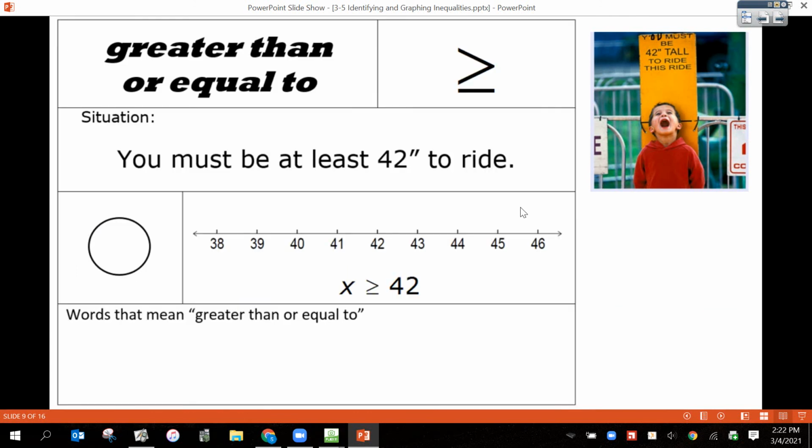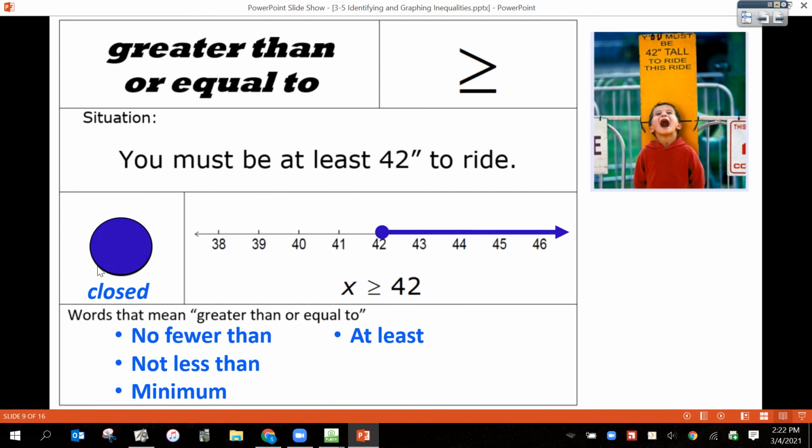So in this part, it's the top left part of your notes. You've got the inequality greater than or equal to, and it says in the situation you must be at least 42 inches to ride the ride. So there's this open circle here. Because it has the equal to line, you're going to fill that circle in solid. Just like this. So go ahead and color that in. It's going to be a closed circle. If you ever see a solid dot, that means it includes the 42 inches.